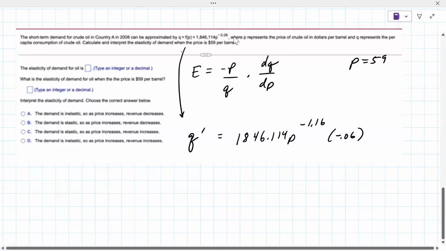Wait, why is it? Is it supposed to be a decimal, the 1846? No, sorry. Good catch. I do make mistakes, so please always ask.